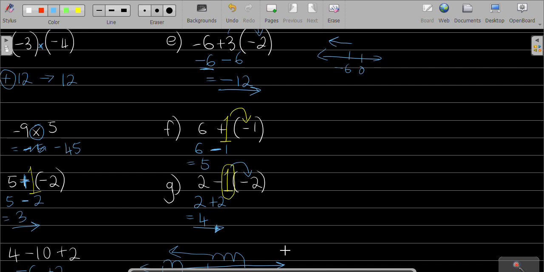And yeah, so this was just a few basic fundamentals on integers, and I hope it helps.